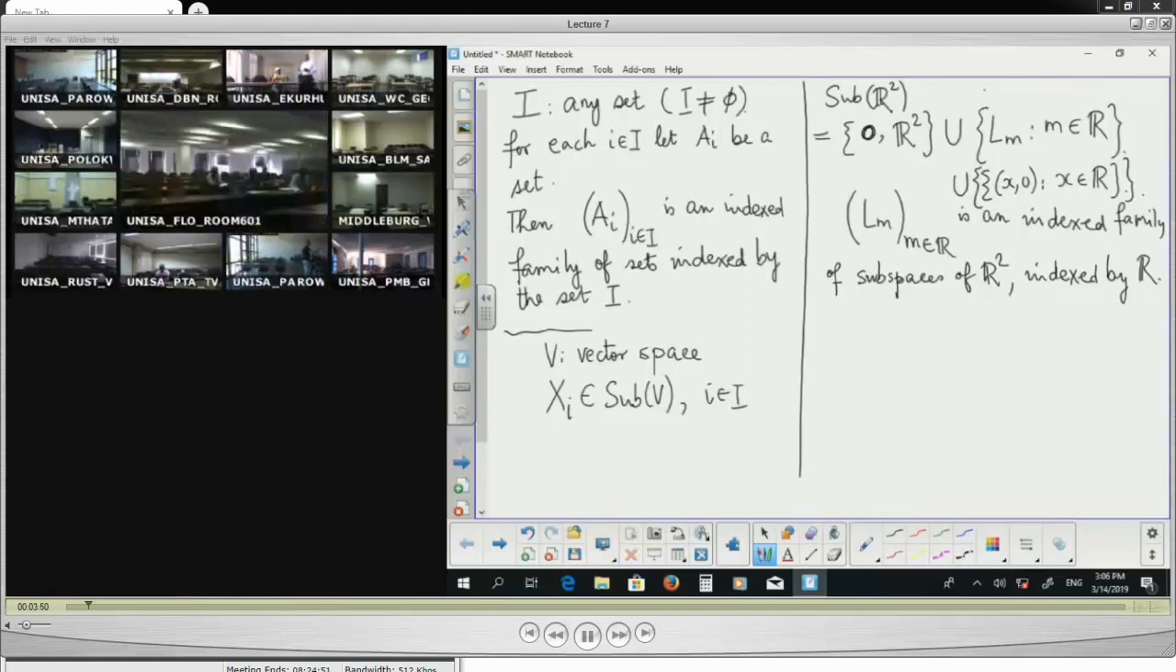So, for instance, one could ask, what is the intersection over M in rationals of LM? Okay? Such questions we have seen. All right?